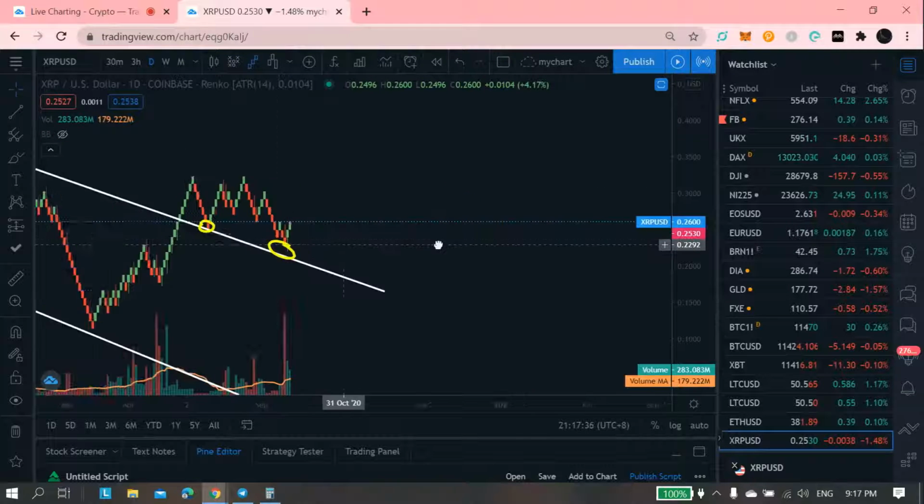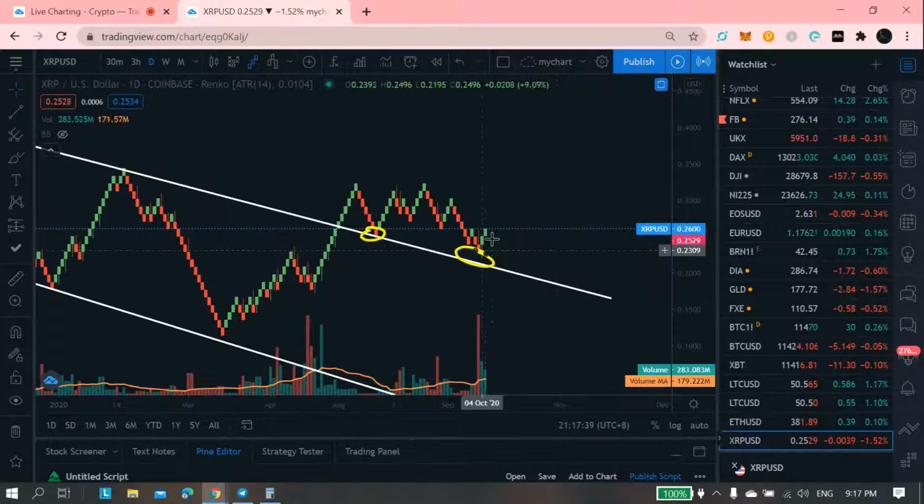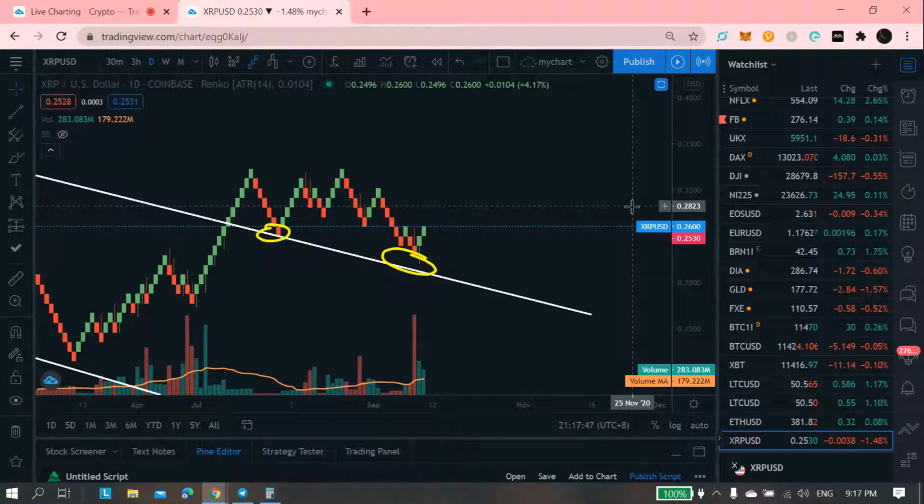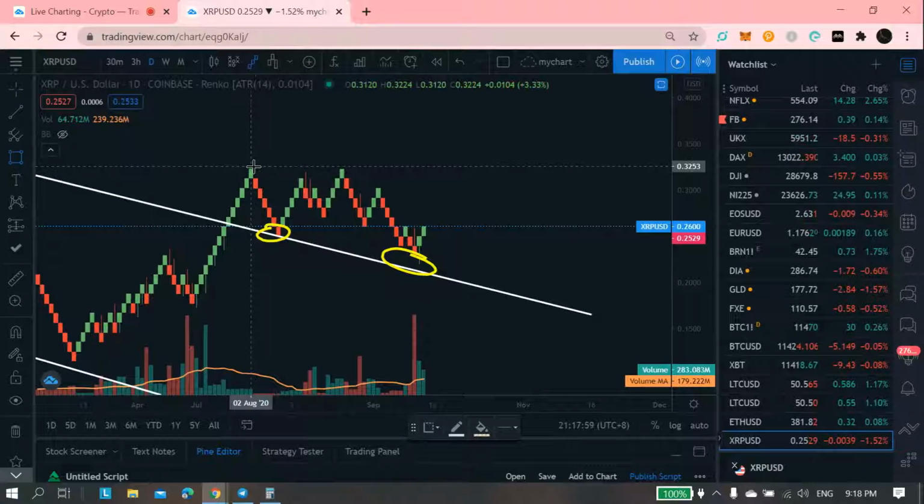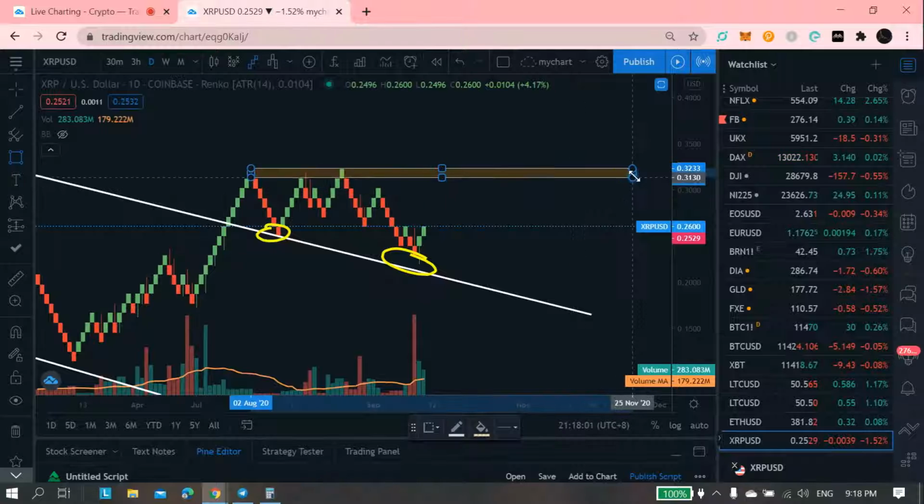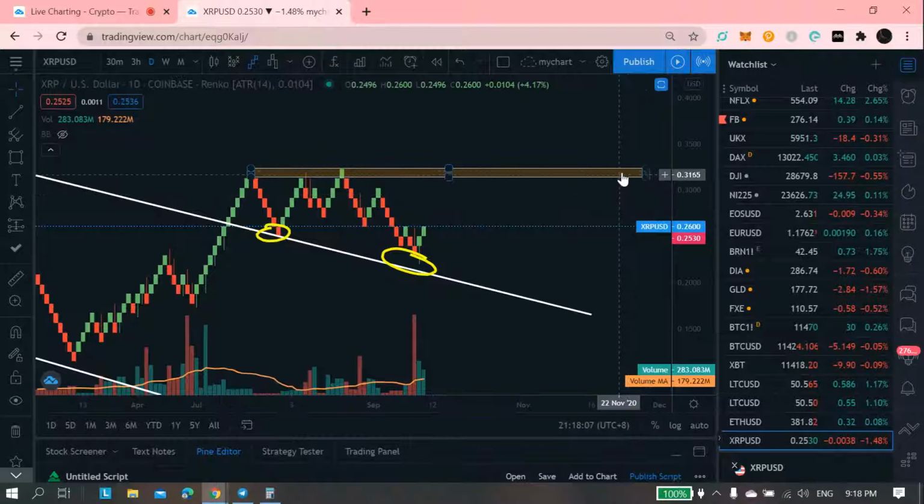But currently, since it bounced near the support area, it's moving higher and could possibly retest this previous resistance, a very strong resistance. So this is the resistance we're currently looking at, this area, around the 0.32, or 32 cents, around this area.